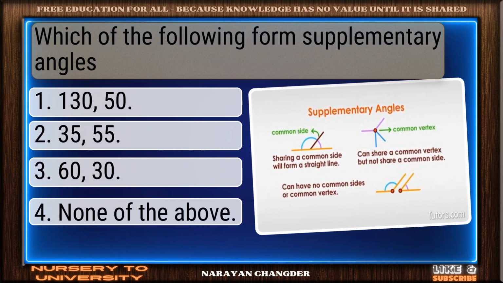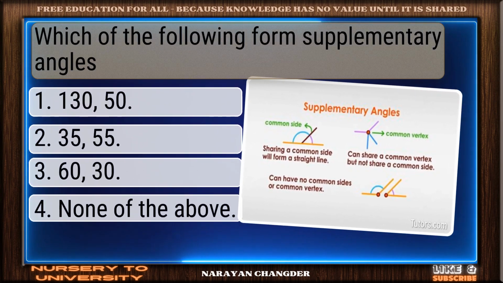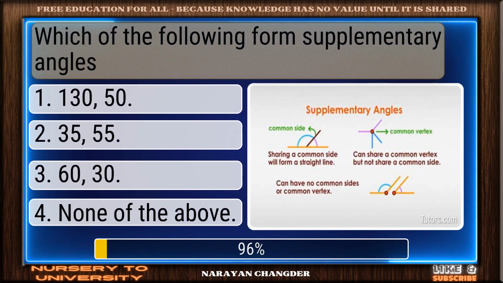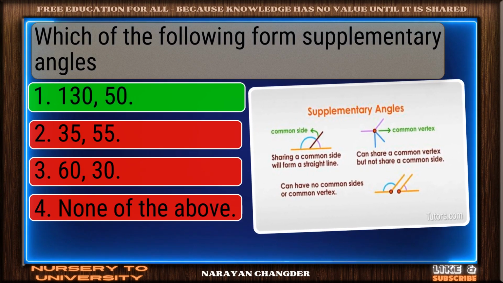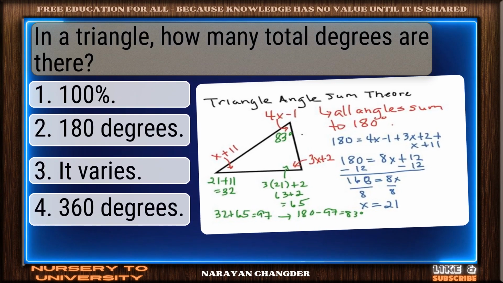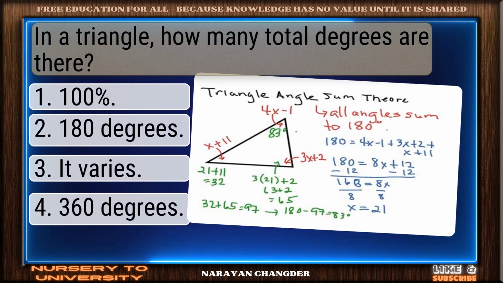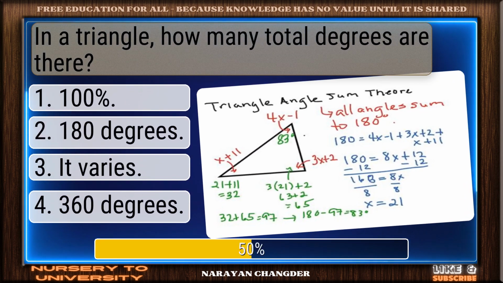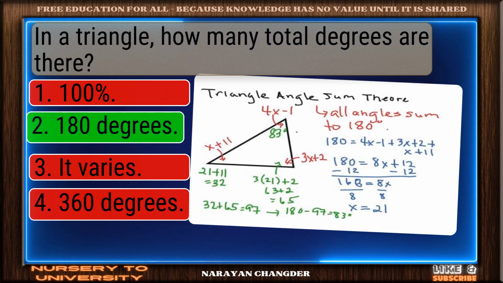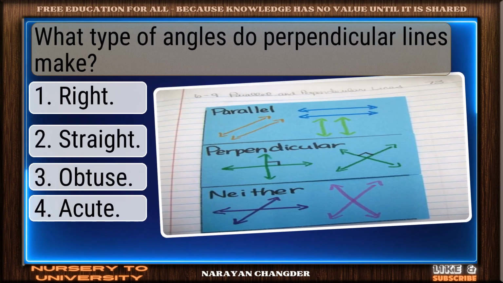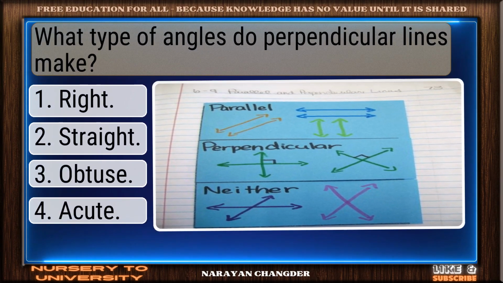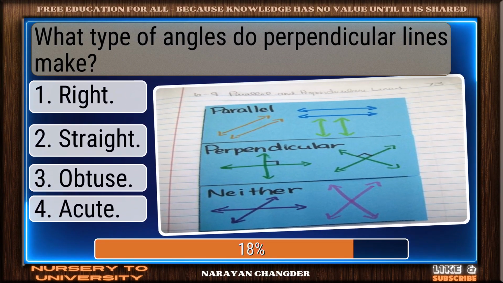Question number 185. Which of the following forms supplementary angles? Nice selection. 130/50 is the correct and valid answer. Question number 186. In a triangle, how many total degrees are there? Right again. 180 degrees is a valid answer. Question number 187. What type of angles do perpendicular lines make?